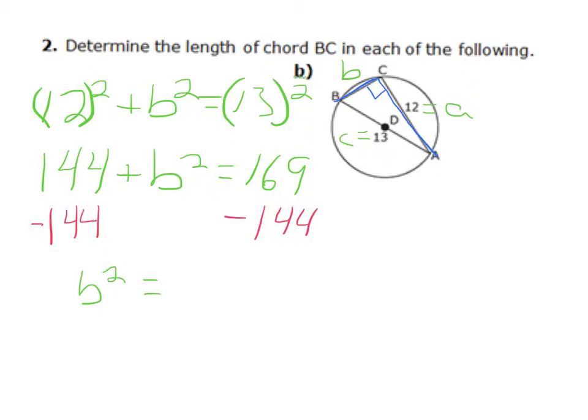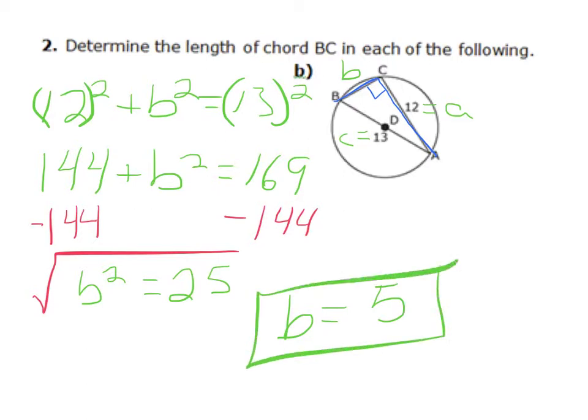So this will be 25. Take the square root of everything. You get B to equal 5. And in this case, there are no units, so you're finished. Now, on to the next question.